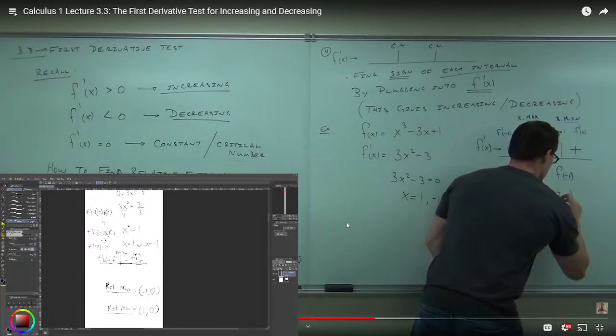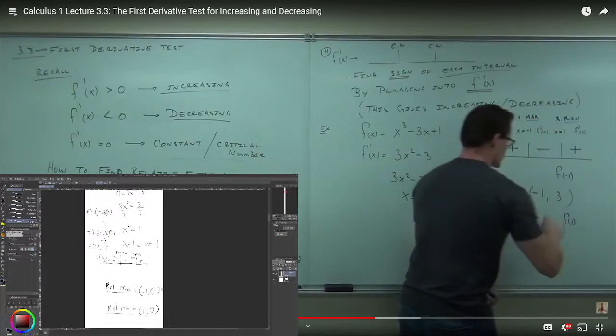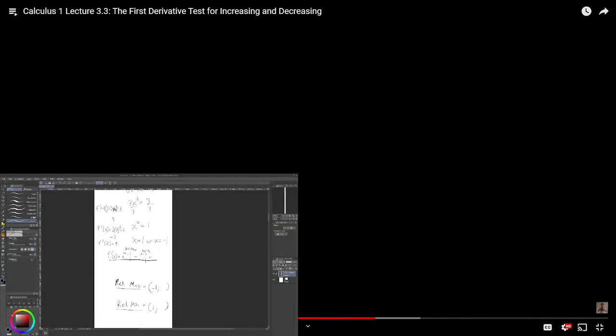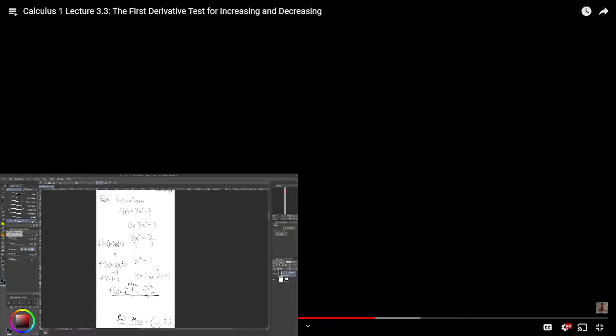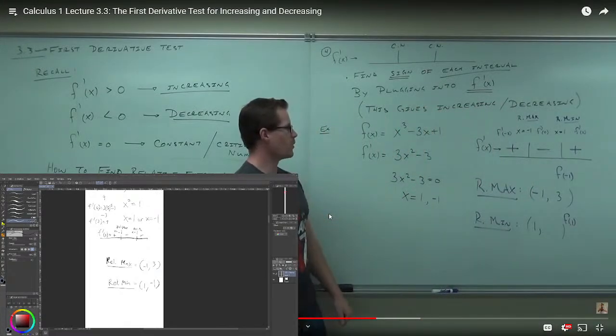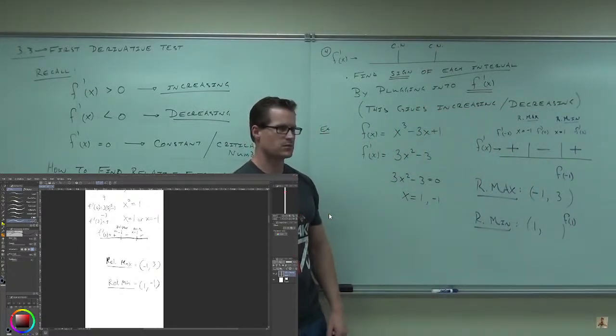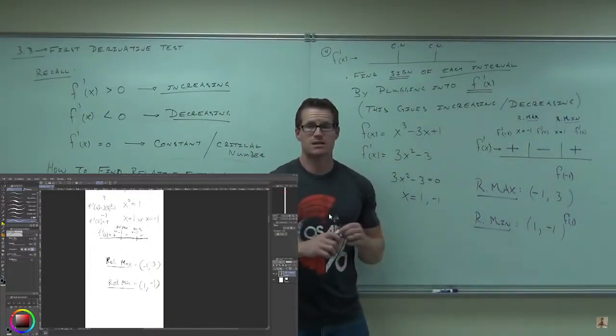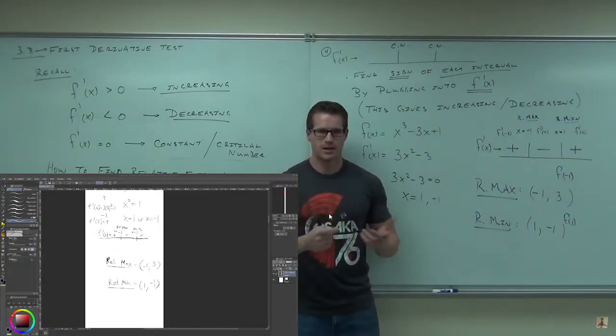Yeah. Oh, I plugged it into the derivative. Okay, so that's 3. It's going to be the same thing. Or no, it's cubed. It'd be 1 minus 3 plus 1, -1. For the minimum, 1 minus 3 plus 1, -1? I hope I did it right. Doing it fast. So, can you tell me what's the relative maximum?